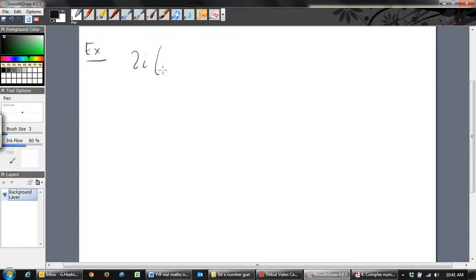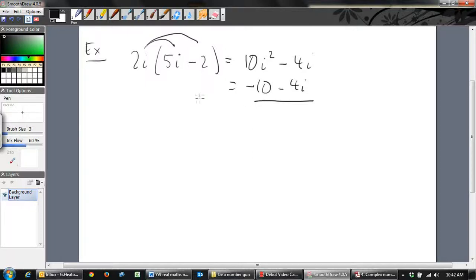How about if we have 2i times (5i minus 2)? Here we've just got the complex number written in a different way. Don't let that confuse you. It's still exactly the same, just written in the opposite order. Again, just multiply things out exactly how you do it in algebra. 2i times 5i will be 10i squared, minus 4i. What's 10i squared? Remember, i squared is -1, so you get -10 minus 4i, and there we go. There's your answer. Too easy.